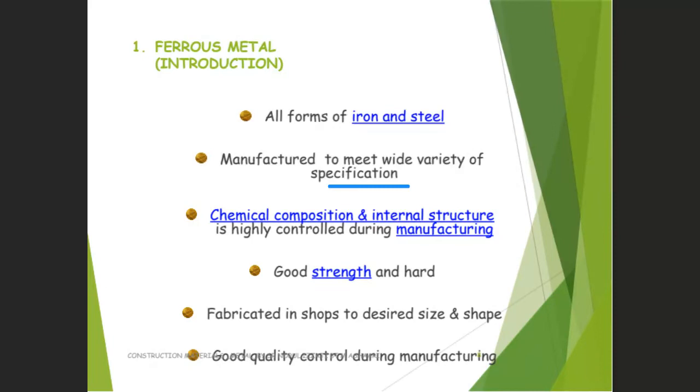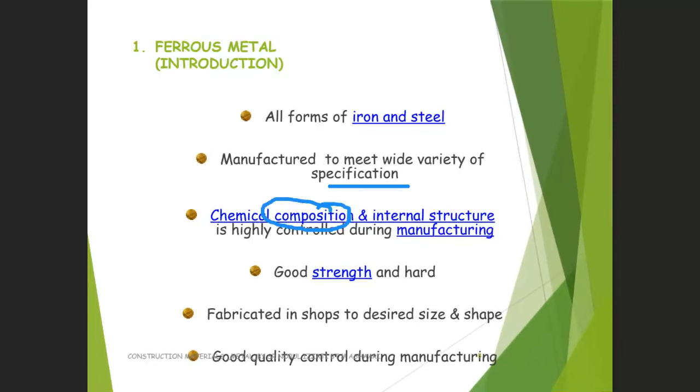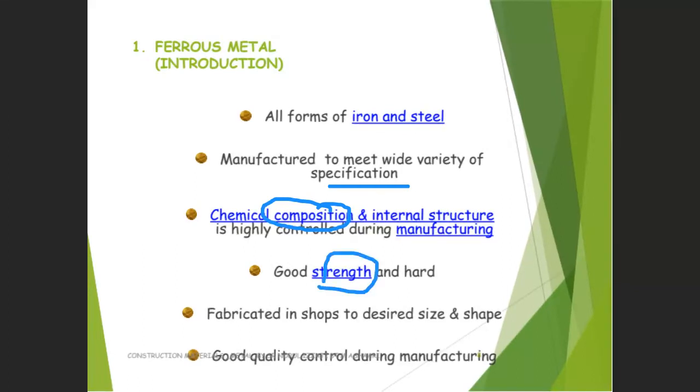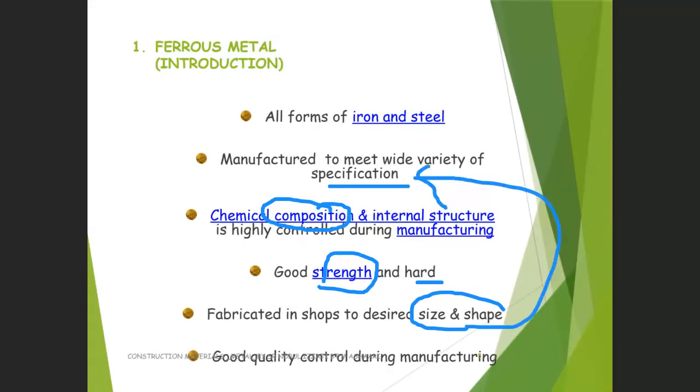In terms of the composition, this is what we are talking about: the components of the steel as compared with the proportion of the steel, because in terms of steel we also have a lot of products. So when you control this proportion, it will produce different types of steel at the end of the day. Okay, it also produces good strength and hardness, and can be fabricated in the shop to the desired size and shape. This is what I did mention. Also, it can be related to the specification. This is for the ferrous metal.